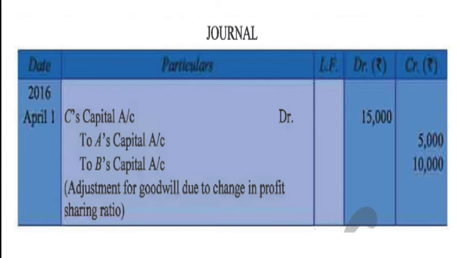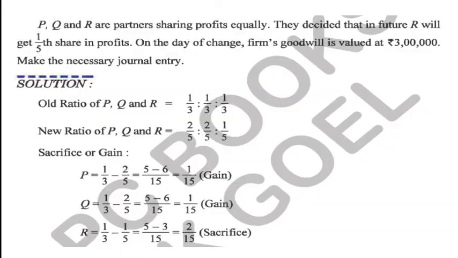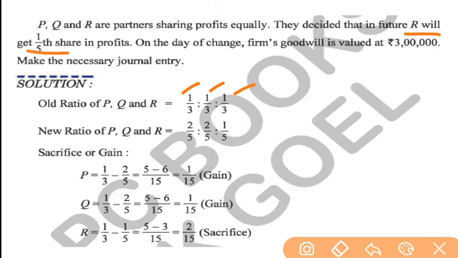Let us solve one more question so that we can make this concept more clear. P, Q and R are partners sharing profit equally. So the profit sharing ratio of P, Q, R is 1 by 3, 1 by 3 and 1 by 3. They decided that in future R will get 1 by 5th share in profit. On the day of change, firm's goodwill is 3 lakh. So now we do not have to calculate goodwill because goodwill is already given in our question.